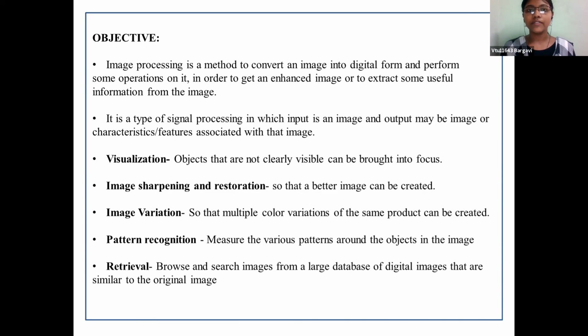In the visualization process, objects that are not clearly visible can be brought into focus and made clearly visible. Image sharpening and restoration can be done in order to get a better image quality. Image variation can be done in order to improve the color variations of the image. Pattern recognition measures the various patterns around the objects, and it can be used in AI-based learning applications. The retrieval process can be used in database applications where we can give an input image and find images similar to the input image.